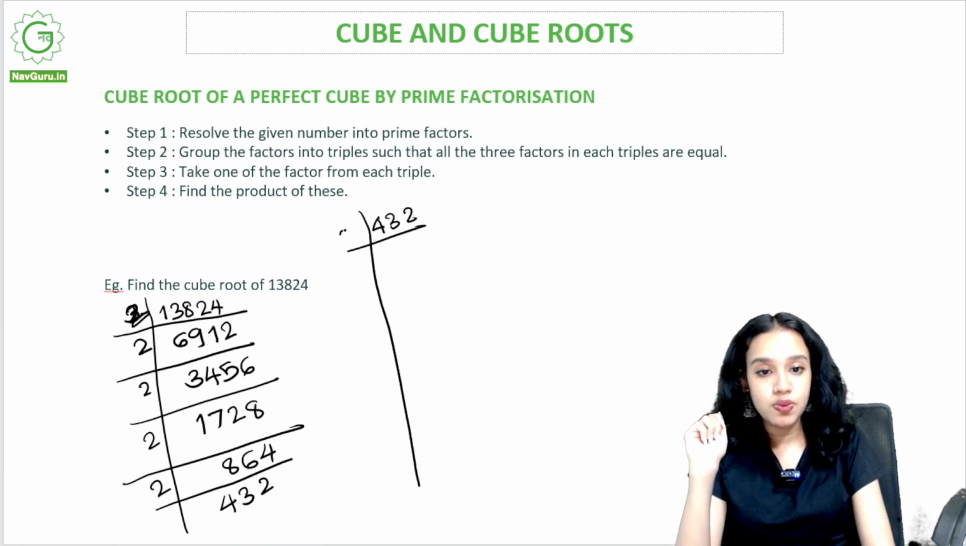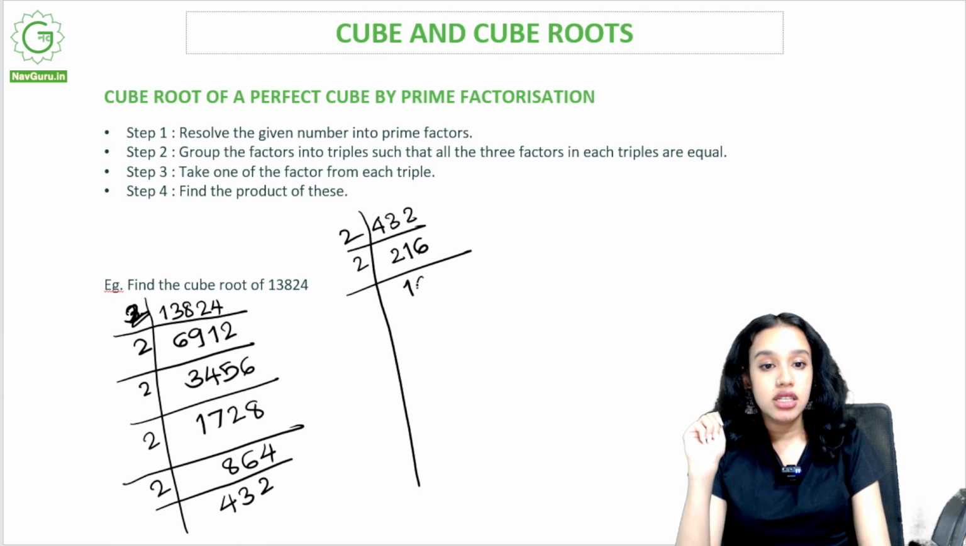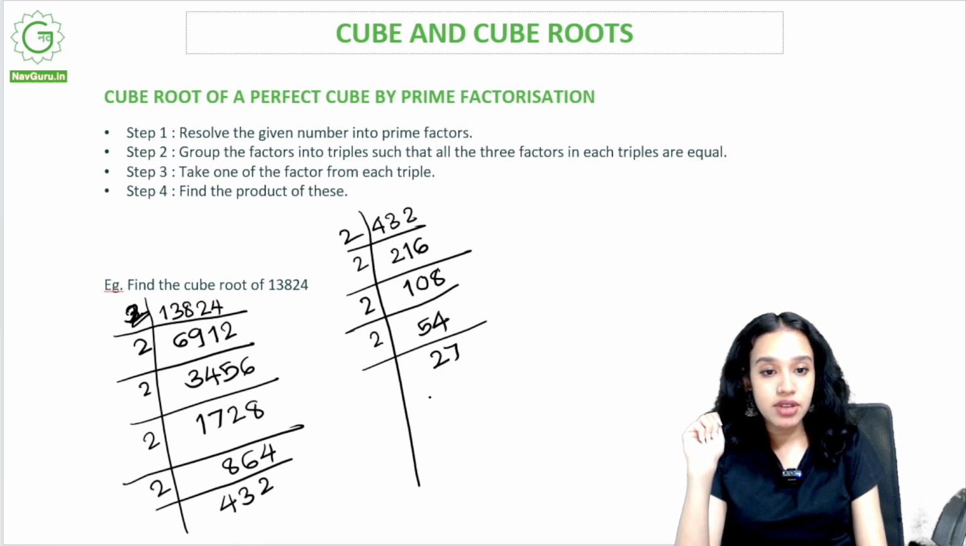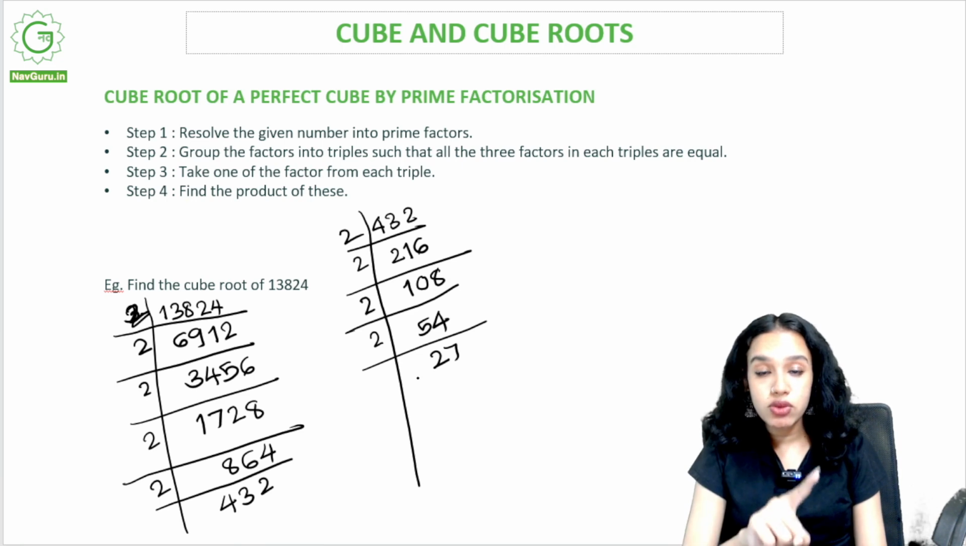Now we have 432. Let's do it again. We have 2, 2 2s are 4, 1 2s are 2, and 6 2s are 12. Again by 2, we have 1, 0, and 8. Again by 2, we'll get 5 and 4. Again by 2, we'll get 2 2s are 4, and 7 2s are 14. Now what do we do here? Now it's not divisible by 2.